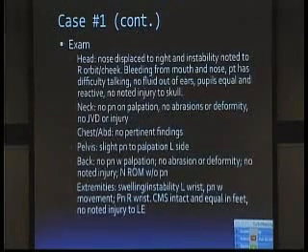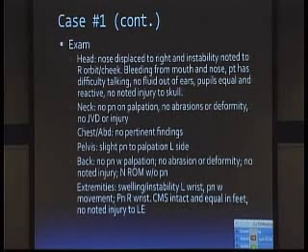And so here's your exam. He's got instability noted in the right orbit and cheek, profuse bleeding, no fluid out of his ears. His neck is non-tender, chest and abdomen are normal. He's got a little bit of tenderness on the left side. Back is non-tender, and extremities have those bilateral wrist injuries.